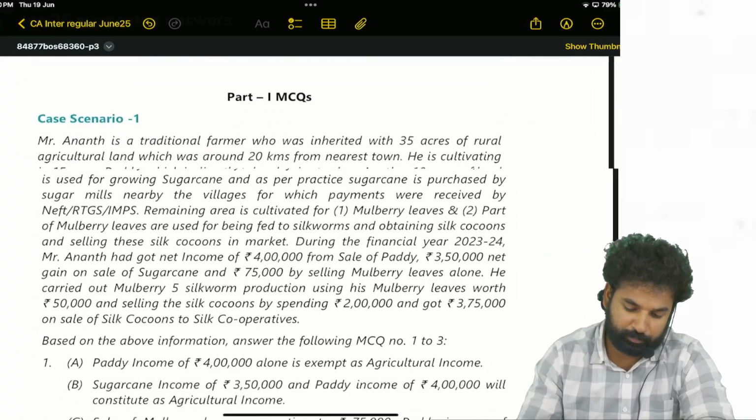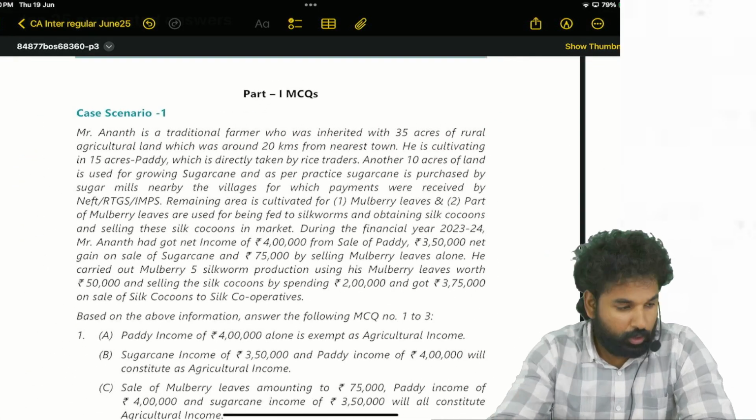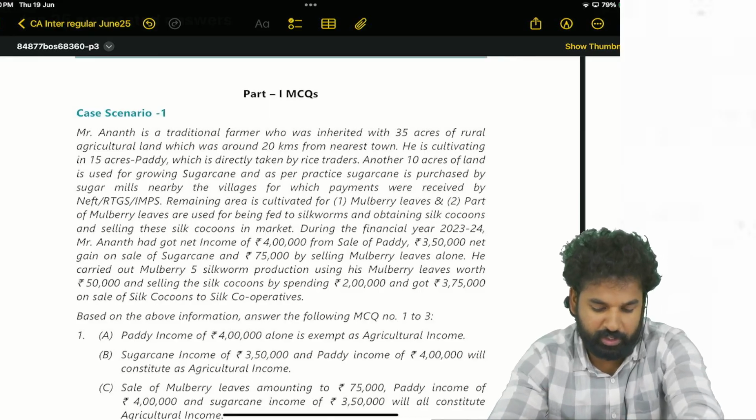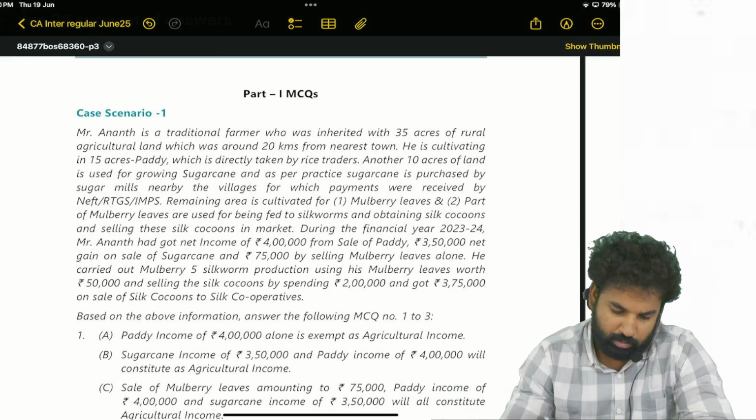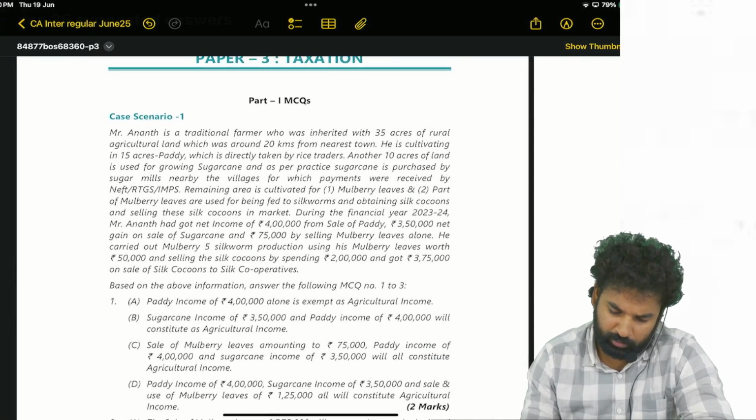Jan 25 paper, right? Mr. Anant is a traditional farmer. Jan 25 paper, this is correct only.